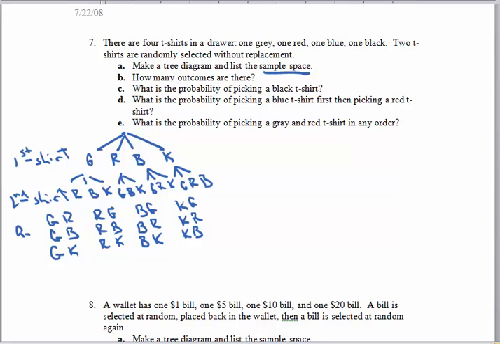That's A. And how many outcomes are there? There's 12 possible outcomes. What's the probability of picking a black t-shirt? Well, just count up all the ones that have a K in here.